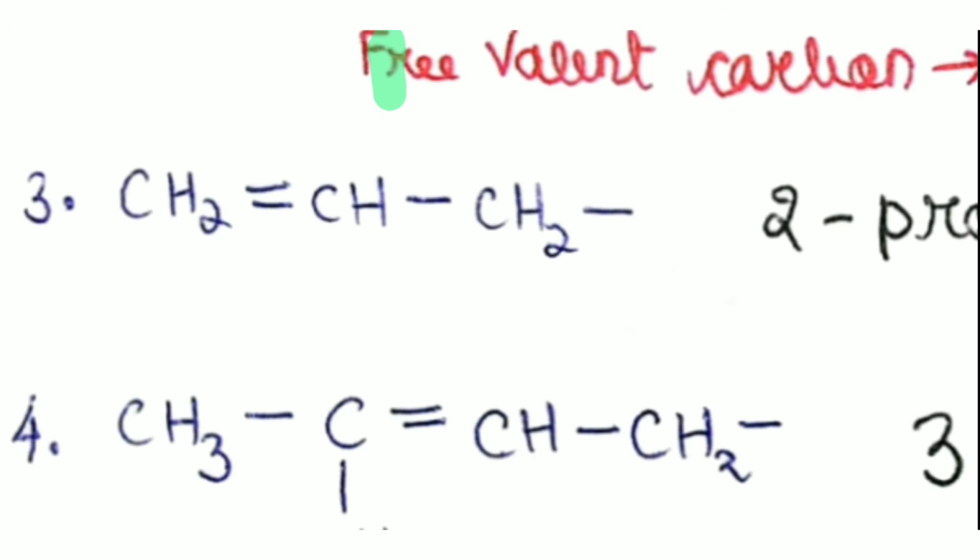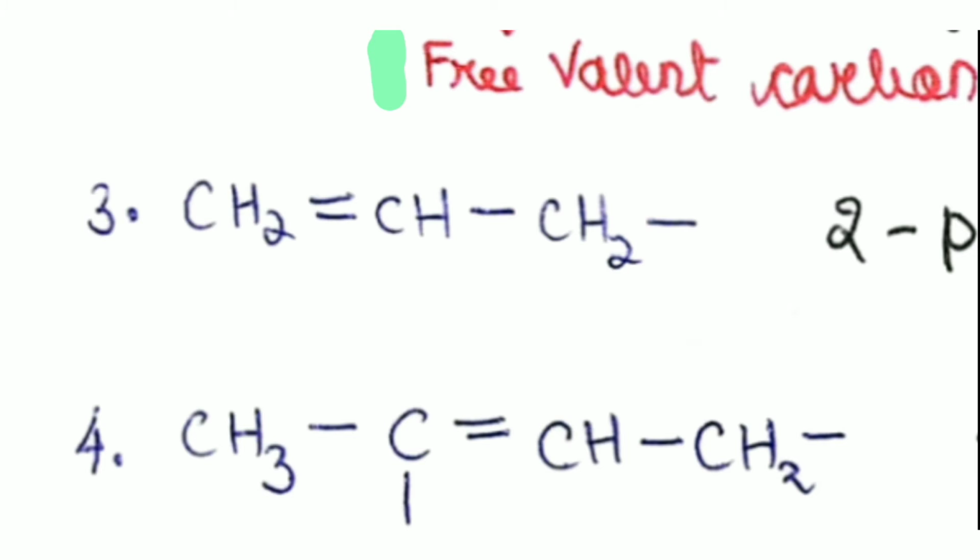Now in this case, we can see that the double bond is at a distance from the free valent carbon. It's not on the free valent carbon, it's on the second carbon. Therefore it's not going to be propenyl, but it's going to be 2-propenyl.